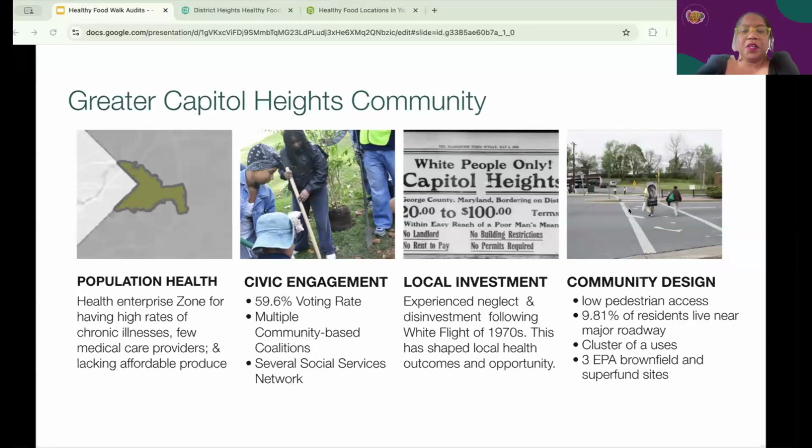Additionally, the local investment in the community has been somewhat shaky over time. The community was first developed as a segregated, suburban enclave. And today the community's design contributes to challenges in accessing and moving around the community. It lacks safe pedestrian infrastructure, and it has one of the highest fatality corridors running through the community.